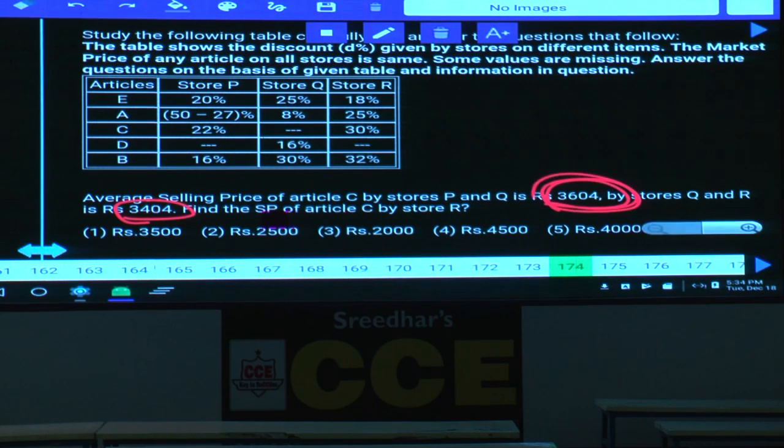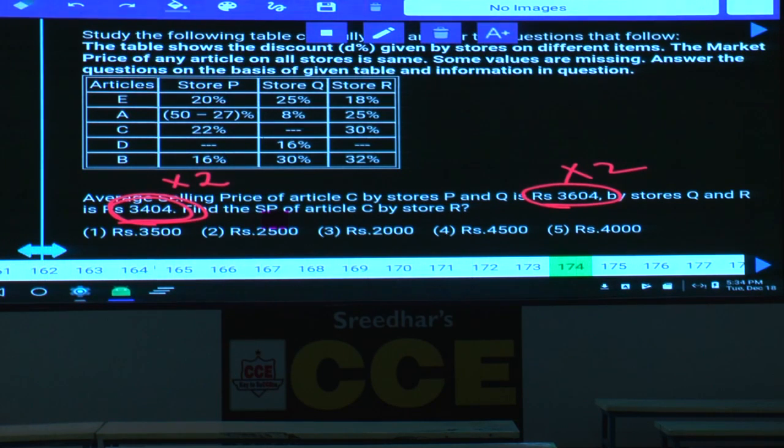This is the average for how many numbers? Then the sum will be equal to this number into 2. This is also the average for how many numbers? Then the sum will be equal to this into 2. Now, the average in the first case is how much more than the average in the second case? 200. Then P value will be how much more than R? 200 two times, that is 400. Yes or no? So P value is more than R value by 400.